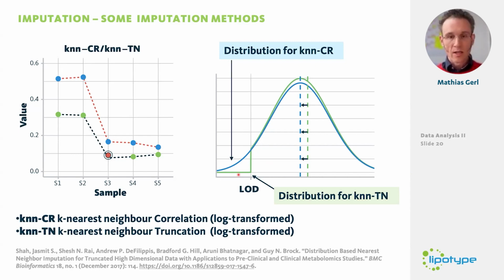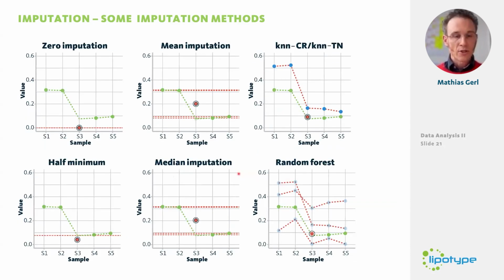That's Shah et al. And the last version here is random forest, where you actually use not one, you use possibly all lipids in your lipidome to determine what is the value you should expect here. And that also works, and usually works very well. However, it's also computationally much more intense.